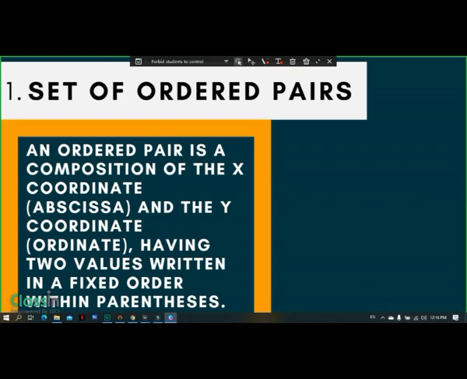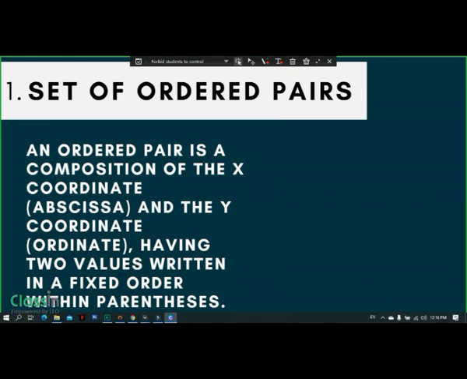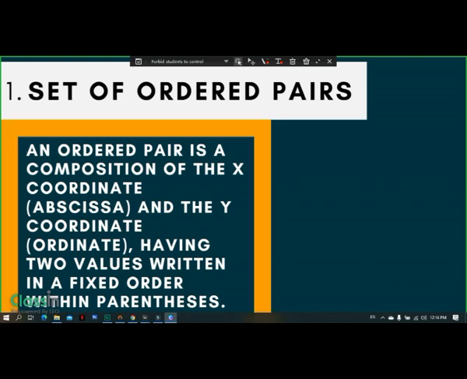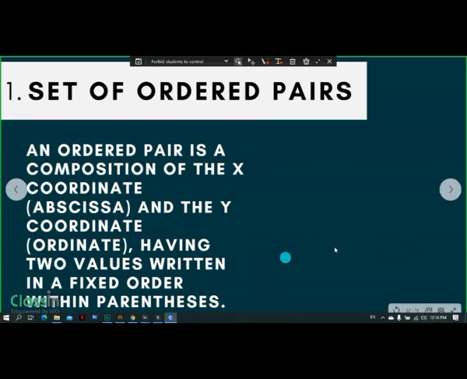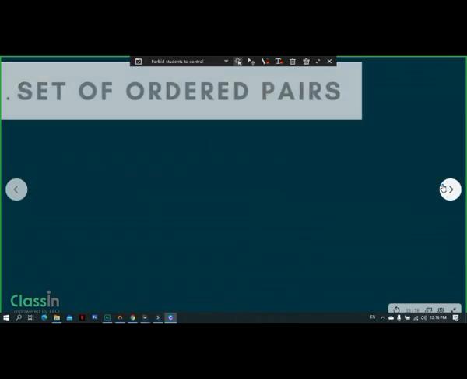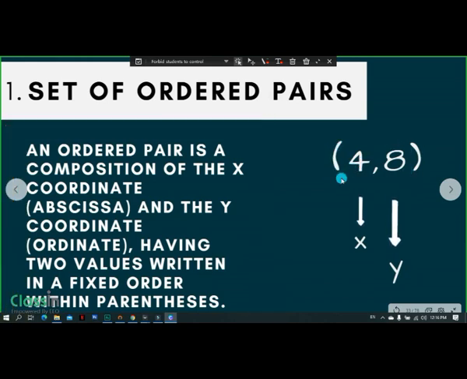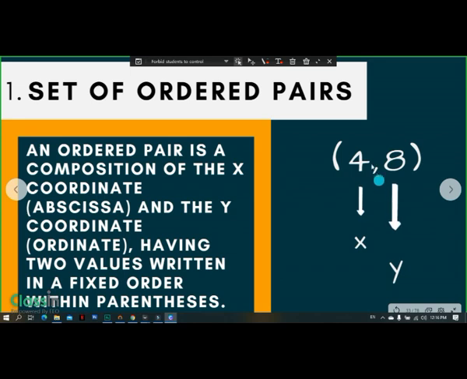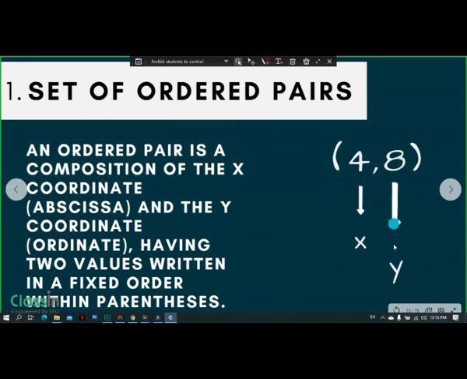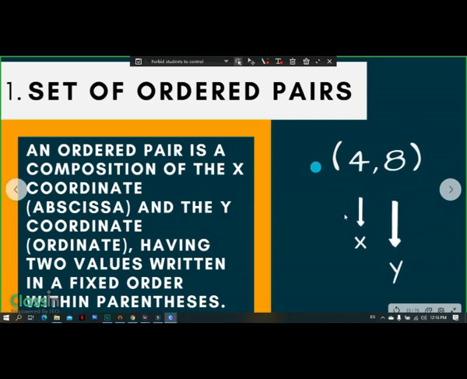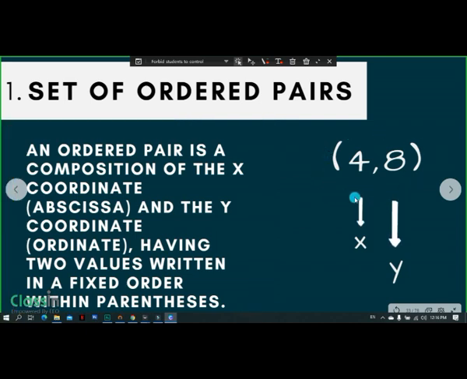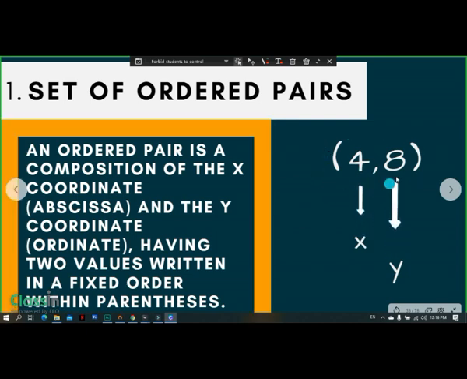So, sabi po, it is a composition of the x-coordinate and the y-coordinate having two values written in a fixed order within a parenthesis. So, kung naaalala niyo po, ito po siya. Ayan, nakaganyan yung sulat niya. Naka sa parenthesis, and then may first number, and then may second number. Yung first number po, that is the x value, and then yung second number, that is the y. So, ito po ay example ng ordered pair. Okay? Ordered pair, may order, the x and the y, pair sila kasi dalawa sila.